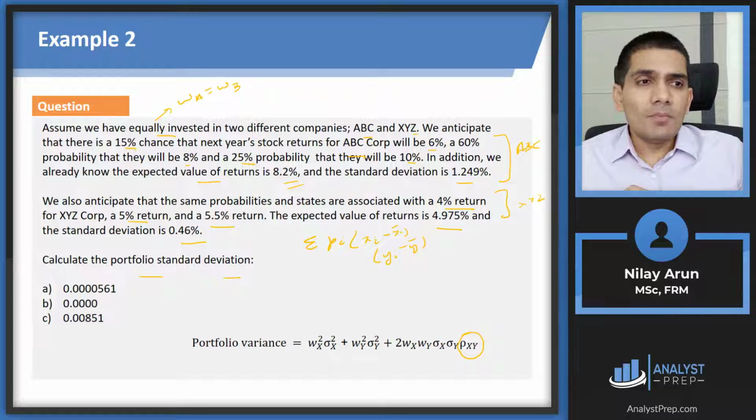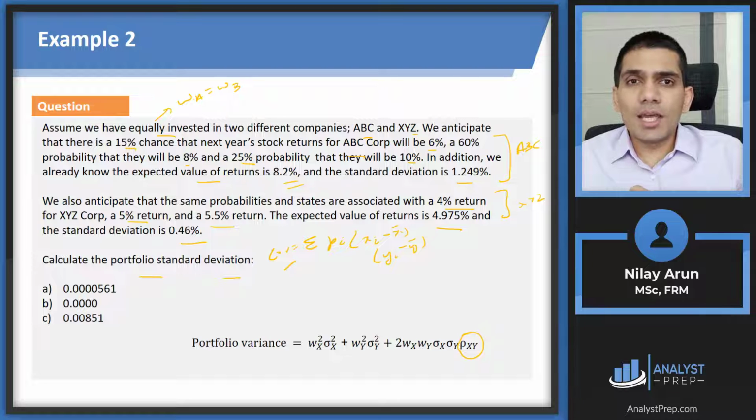Now we have been given the expected returns already. We already know what X and Y bars are. That is straight away given to us. We've also been given the probabilities, and we know all of these states, Xi and Yi. So all that we need to do is compute this covariance. How do we do this?